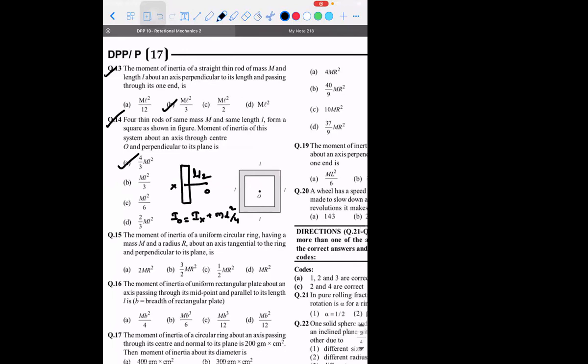Okay. Next. 15. The moment of inertia of a uniform circular ring having a mass m and radius r about an axis tangential to the ring and perpendicular to its plane. It's just one step. So what is the moment of inertia of a ring about its center of mass and perpendicular to its plane? mr square. So what theorem are we supposed to apply here? Parallel axis theorem. So what is the answer? 2 mr square. That's right. Next.